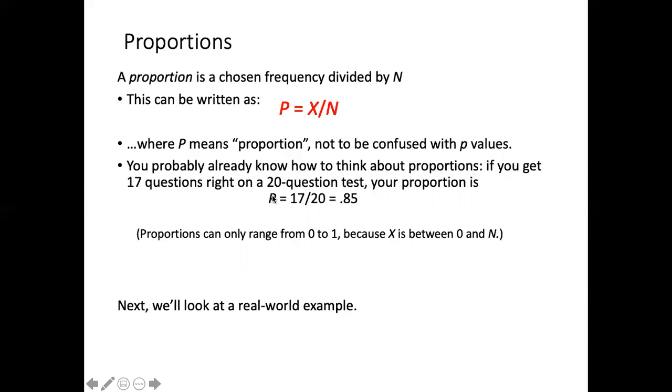And again, you probably already know how to think about this. If you have a 20 question test, so then in that case, n is 20, and you get 17 questions right, 17 out of 20, the proportion is 0.85 or 85%. If you move that decimal place over 2, it represents percentages. But proportions are always presented on that scale from 0 to 1, because x is always between 0 and n, so we get on that scale.